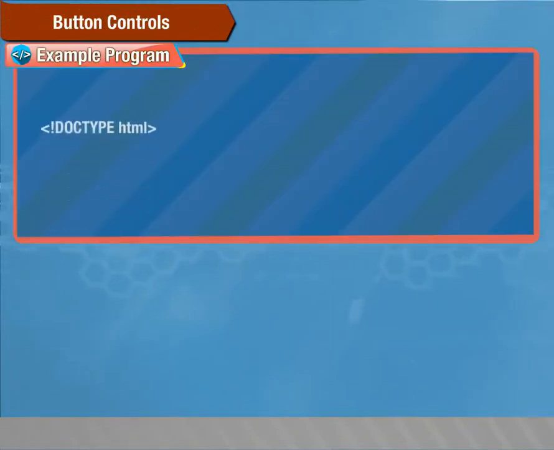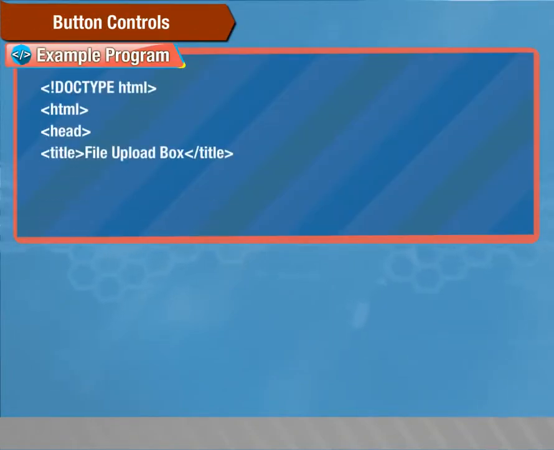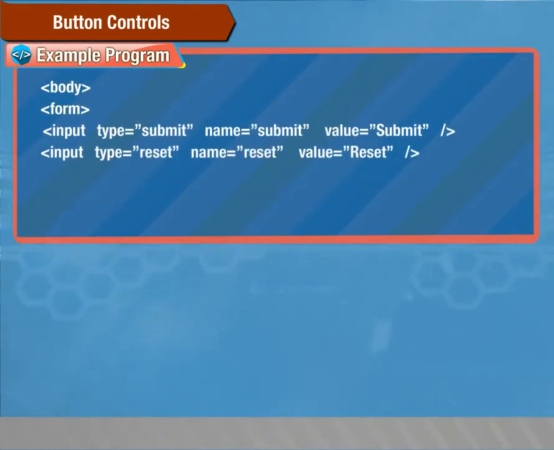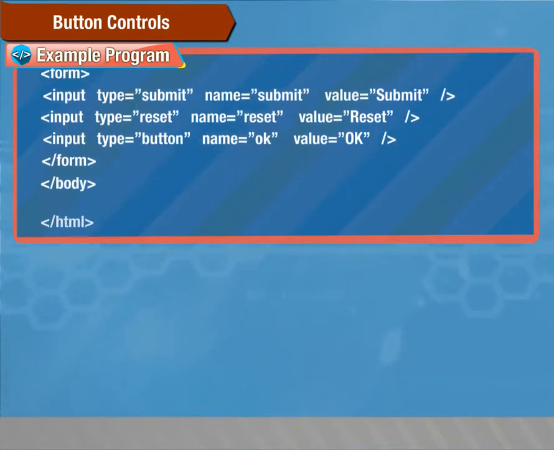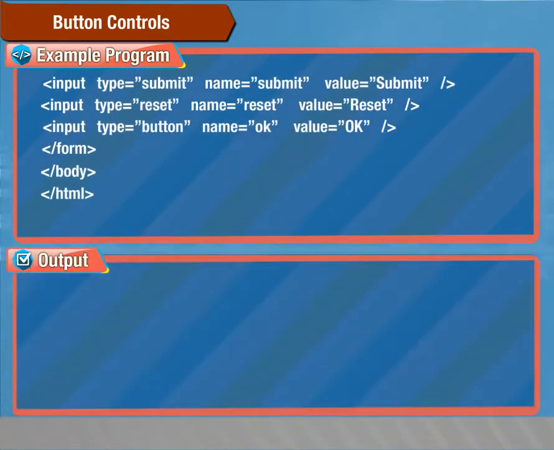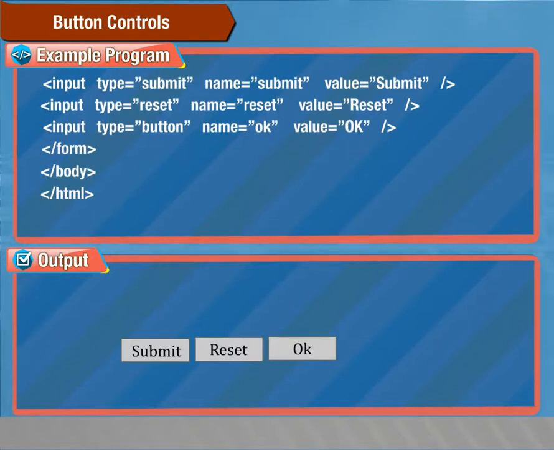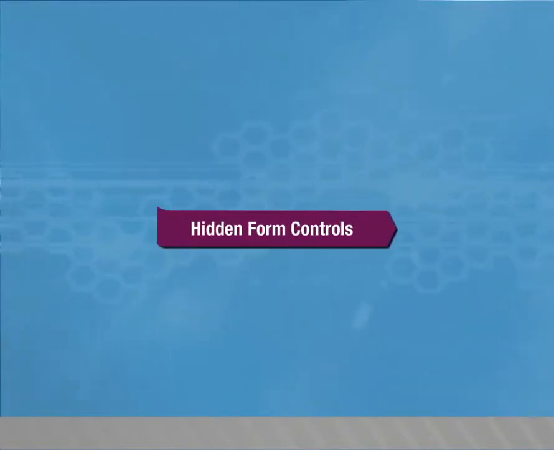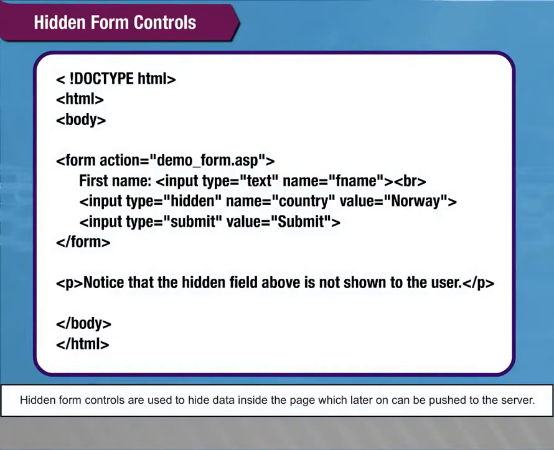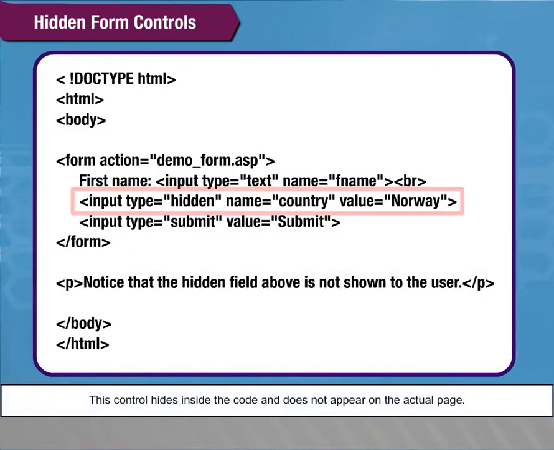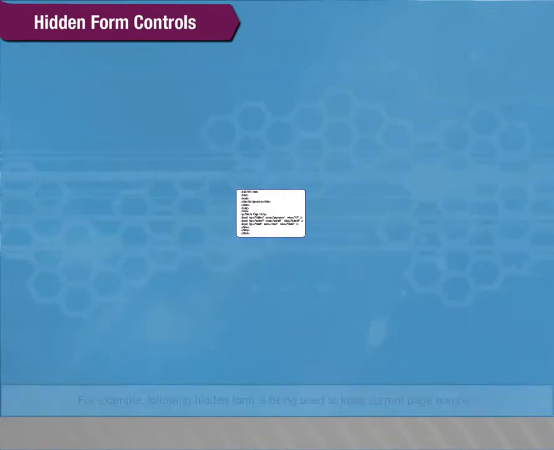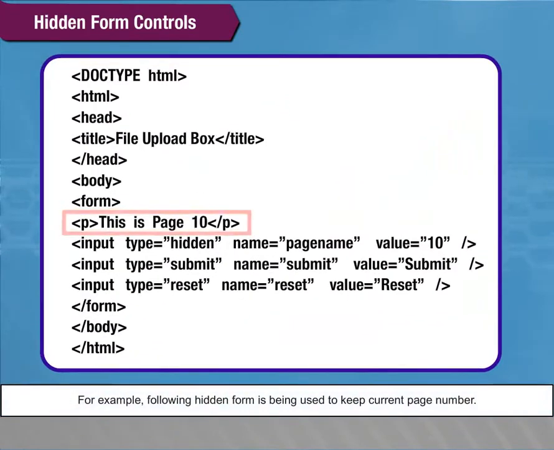Let us see the example program of button controls. The output of this program is shown in screen. Hidden form controls. Hidden form controls are used to hide data inside the page, which later on can be pushed to the server. This control hides inside the code and does not appear on the actual page. For example, following hidden form is being used to keep current page number.